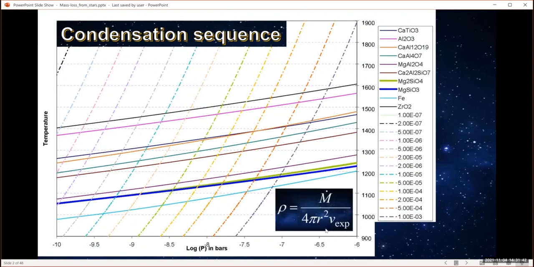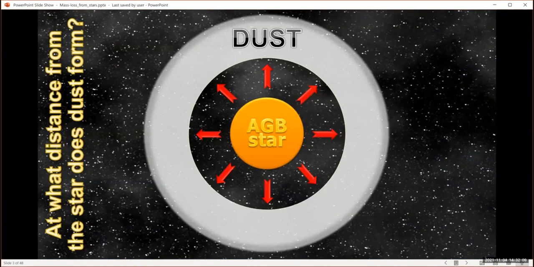This is calculated using this equation, which I'll come back to, which is basically relating the mass loss rate and the expansion velocity of the material coming off the star and the distance from the star to the density. And we use that with the ideal gas law to derive a relationship between the pressure and the temperature, and it's based on the mass loss rate, the expansion velocity, and the luminosity of the star. So let's start by talking about, well, what distance from a star does dust actually form?